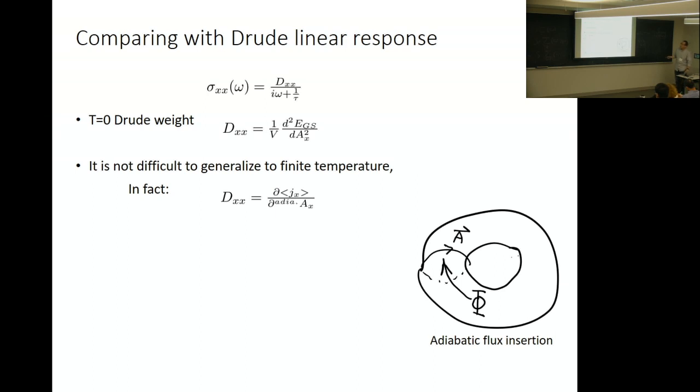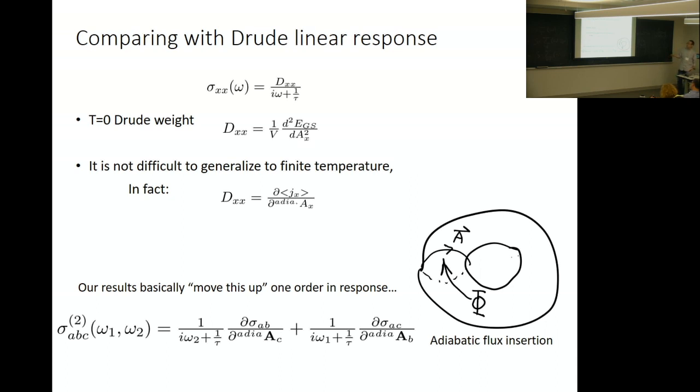Let me skip this. So the main message is comparing with the true linear response. I mentioned that the Drude weight at t equals zero is the second derivative of this A, the gauge field. So it's not difficult to generalize to finite temperature. In fact, this Drude weight at finite temperature for linear response is exactly this adiabatic derivative of the current with respect to the gauge field. The reason is the energy derivative with respect to A is actually related to the current. That's basically the finite temperature way to think about this Drude weight.